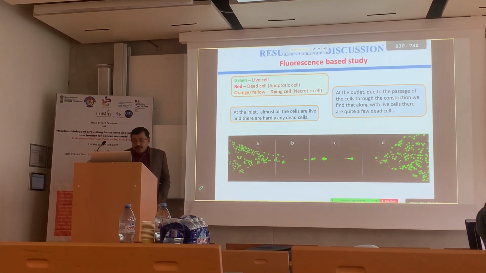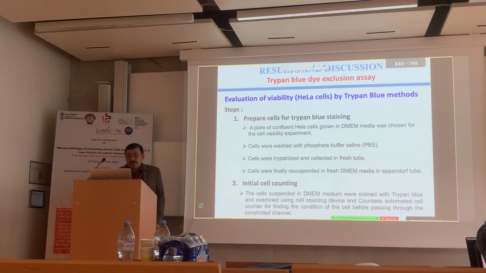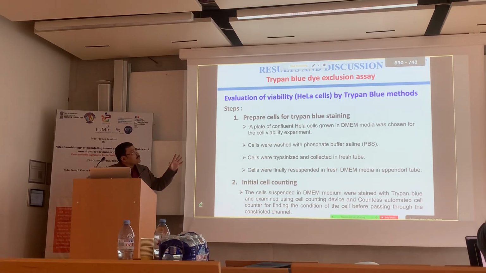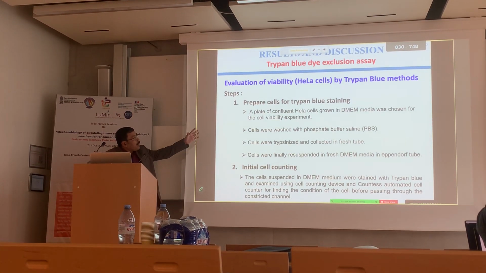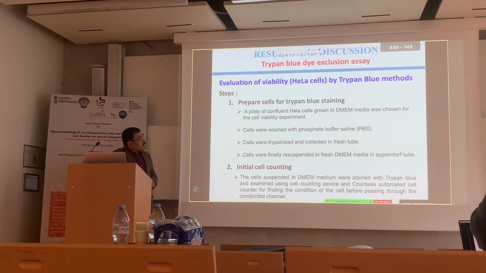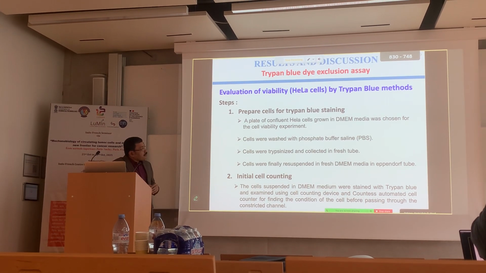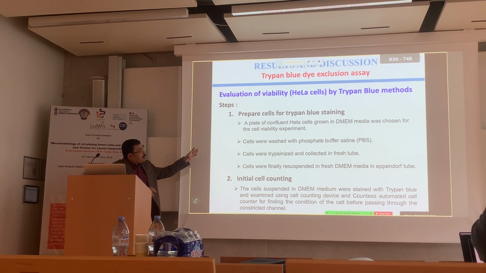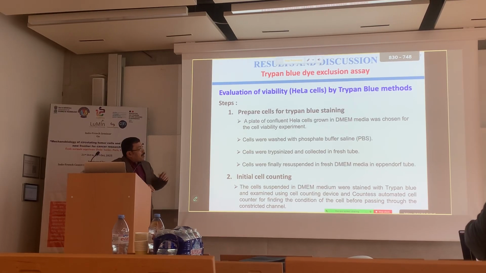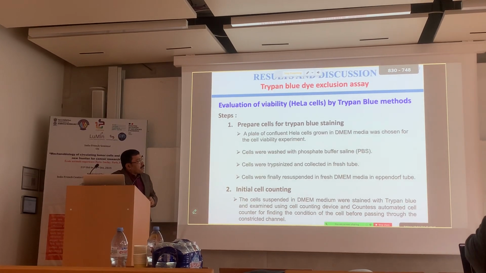To calculate the viability, we use the trypan blue dye exclusion assay. We prepare the cells for trypan blue staining, where we wash the cells with PBS, and the cells were trypsinized and collected in a Falcon tube.